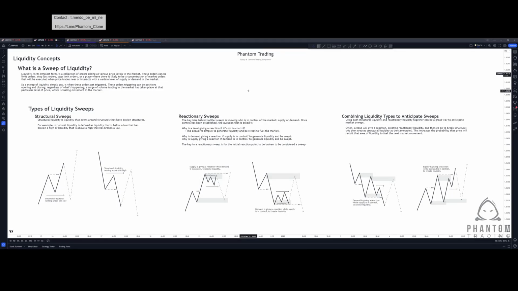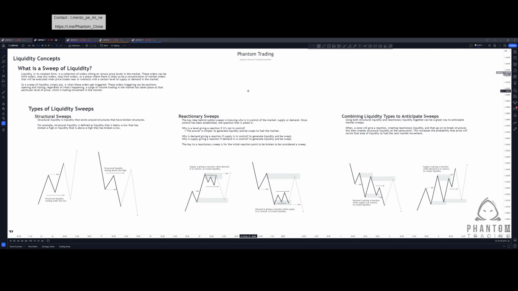Now that we have a good handle on catalysts for pullbacks and how they fuel internal and external range liquidity, and how we can use those for targets as well as justification of fueling moves, we can take this a step further and start looking at specifics within sweeps of liquidity.